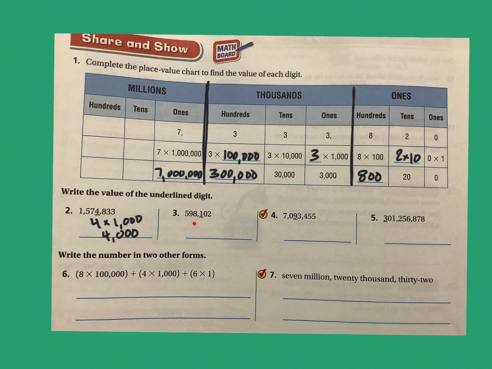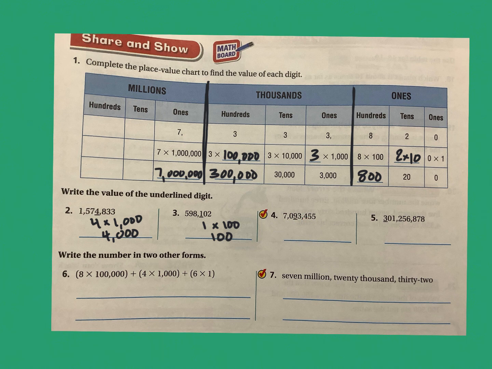All right, practice saying this one. Give it a try. That is 598,102. And they want us to say the value of this place value. This is the hundreds place, and it's 1 there. 1 times 100 is 100. Go ahead and pause and try this one if you feel like you're ready to do it.